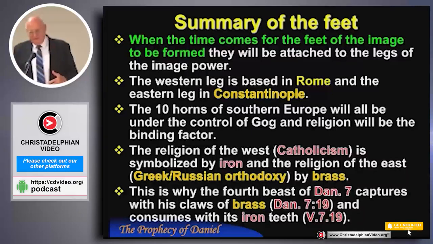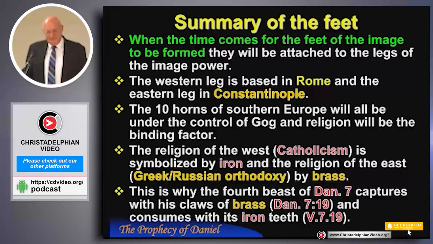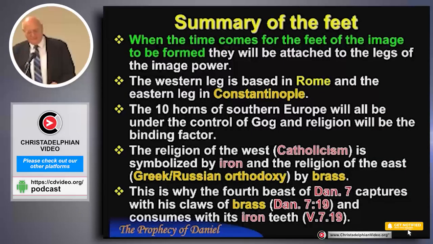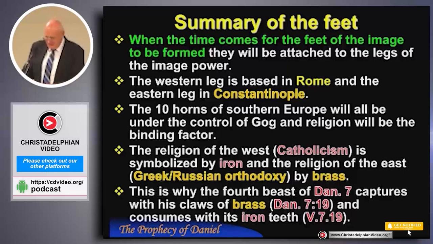This is why the fourth beast of Daniel 7 captures with its claws of brass and consumes with its iron teeth. I want to show you those references. Come to Daniel chapter 7. Now, this is something that is not always noticed.